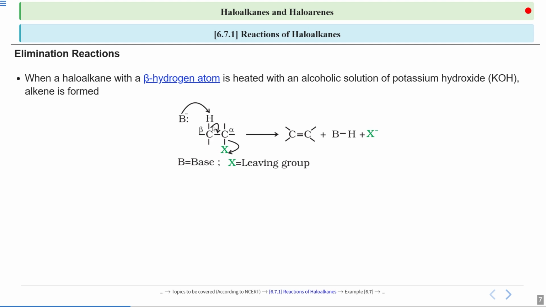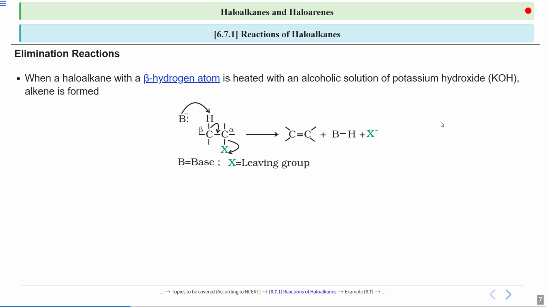and the shared pair of electrons between the carbon and the beta hydrogen atom will shift from a carbon-hydrogen bond to a carbon-carbon bond, and a pi bond is formed. This leaving group leaves from the alkyl halide, the haloalkane, and you will get your alkene as your final product, plus the base and the hydrogen as a side product, plus the leaving group as an ion as a side product.